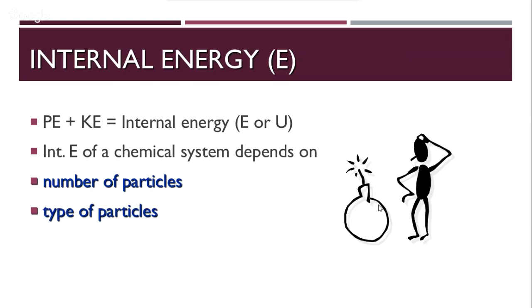What do you mean by type? Basically, are the particles diatomic, triatomic or polyatomic? Why? Because the vibrational energy is different for different particles. So this internal energy also depends on the type of particles. At the same time, it depends on temperature.